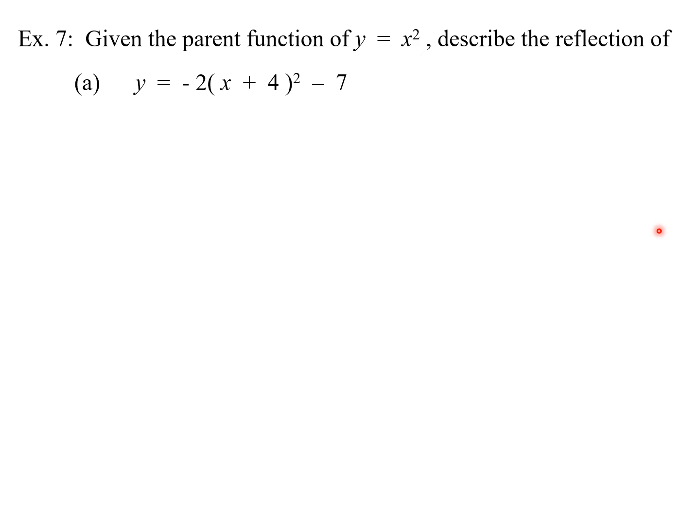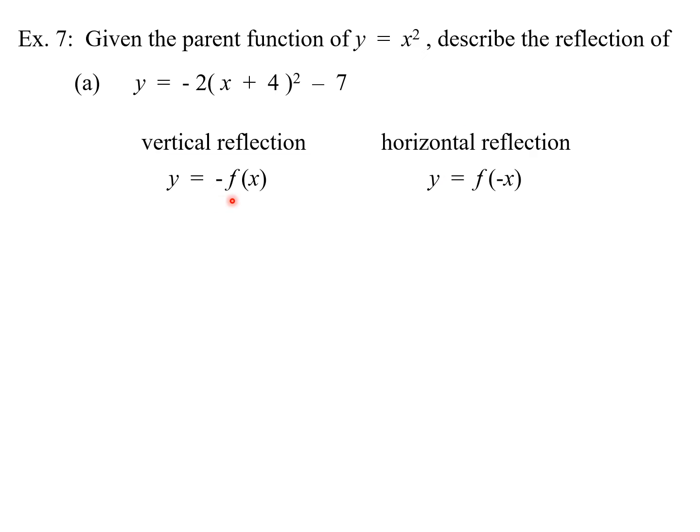Okay, example. Describe these reflections. So this is either a vertical reflection or a horizontal reflection. And the key is, where's the negative sign? The negative sign is in front of the entire function. And that makes it a vertical reflection. Okay?